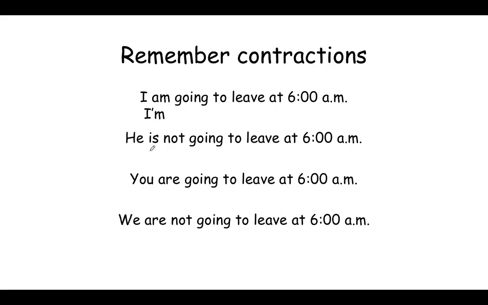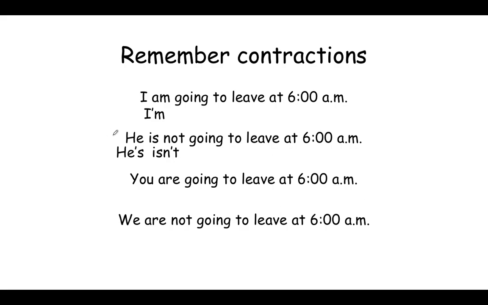The next one, he is not going to leave at 6 a.m. So this one's kind of tricky because you'll see that he is, we can say he's, and is not is there, so we can say isn't. The only problem is you have to pick one or the other. You can't say he's isn't going to leave at 6 a.m. You can say he's not going to leave at 6 a.m. or he isn't going to leave at 6 a.m.